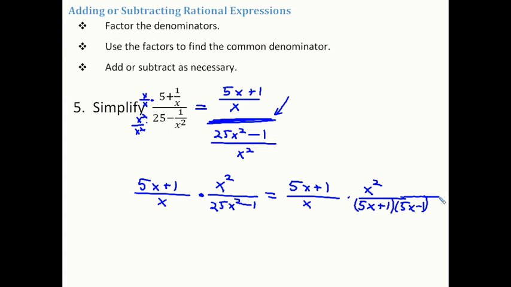Now that we've done that, we can simplify here, because this 5x plus 1 cancels with this 5x plus 1. That just reduces to 1. And then x squared over x, we can think, well, you subtract the exponents. So we're left with x over 5x minus 1.